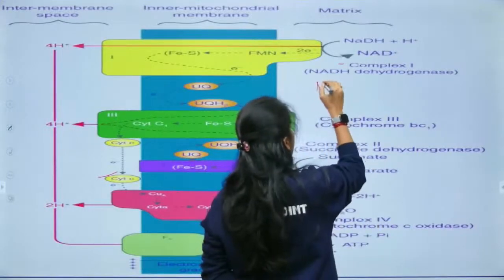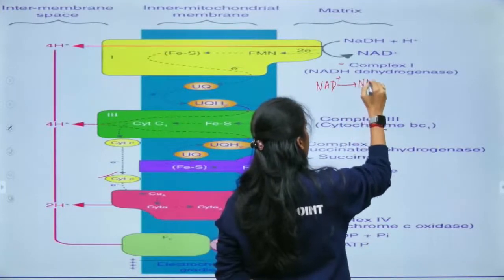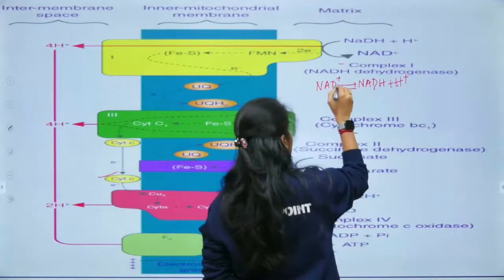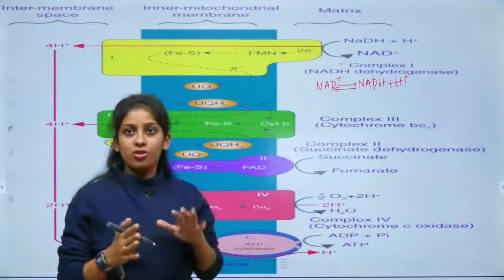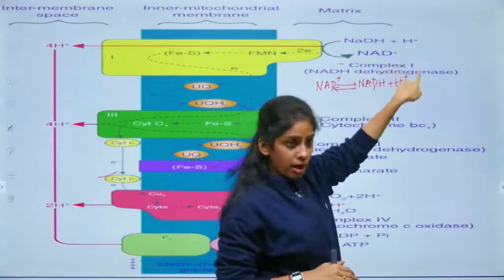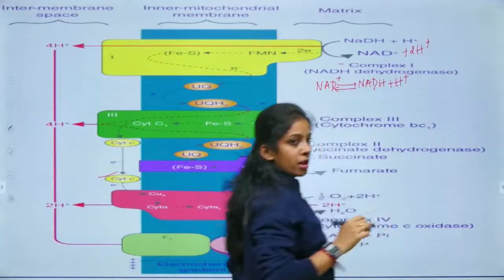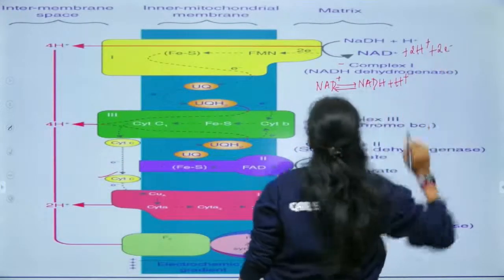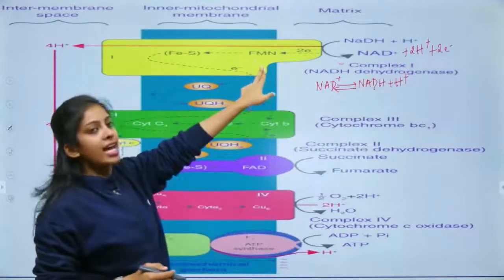NAD is getting oxidized. So this is like this. When I do reverse, this is oxidation, right? Removal of hydrogen is oxidation, right? So now your NADH becomes NAD+, plus you have 2H plus coming out, along with two electrons also coming out. So this H plus and these electrons move inside this complex.